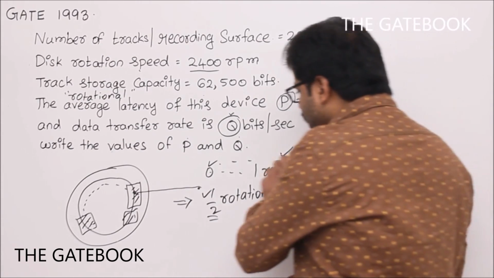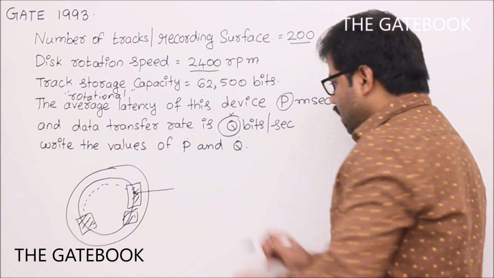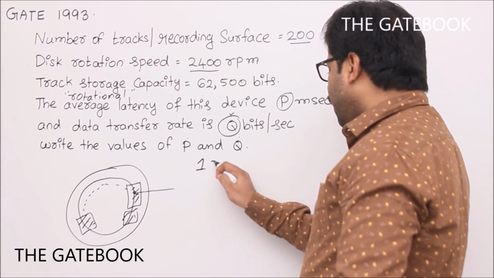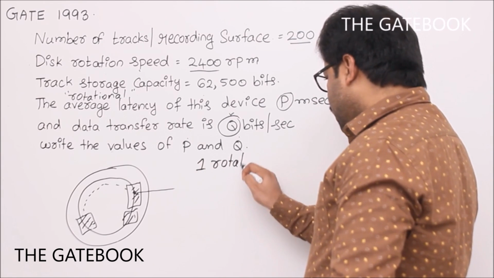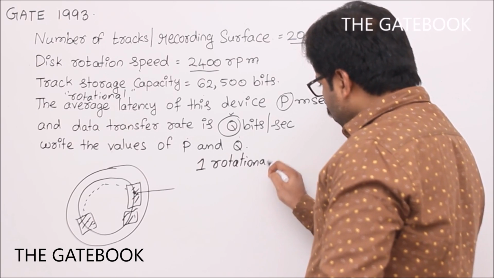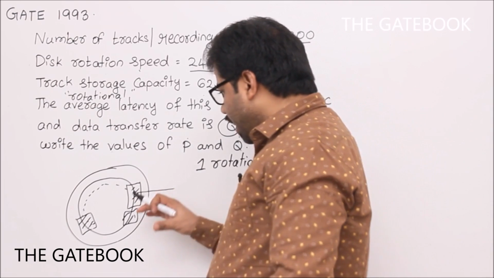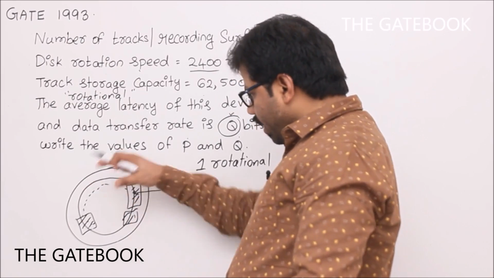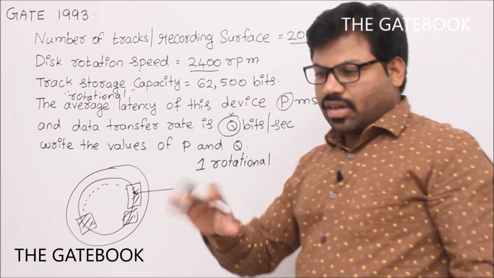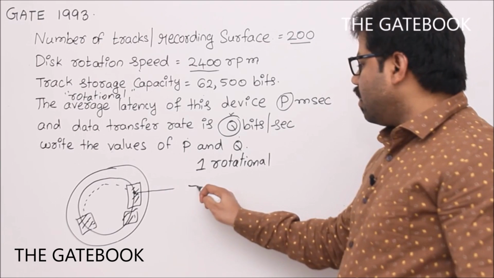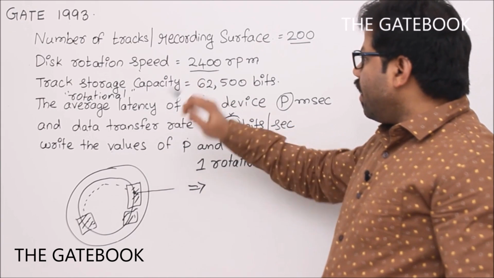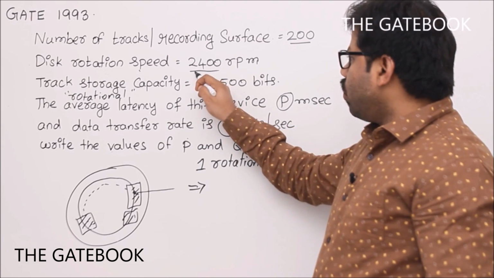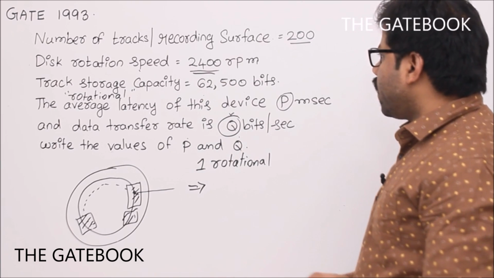Sir, what is one rotational latency? How to calculate it? We will see exactly what one rotational latency is. One rotational latency is nothing but the time required for a disk to rotate exactly one complete iteration. We have been given the rotation speed. What is that? 2400 rotations per minute.